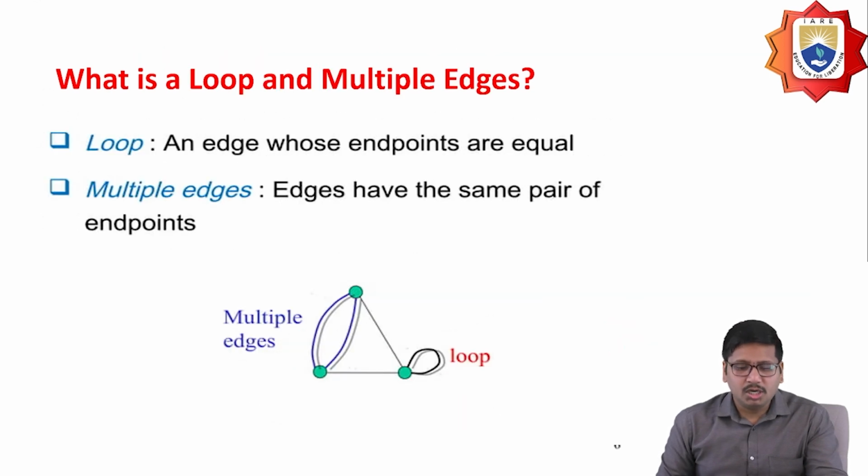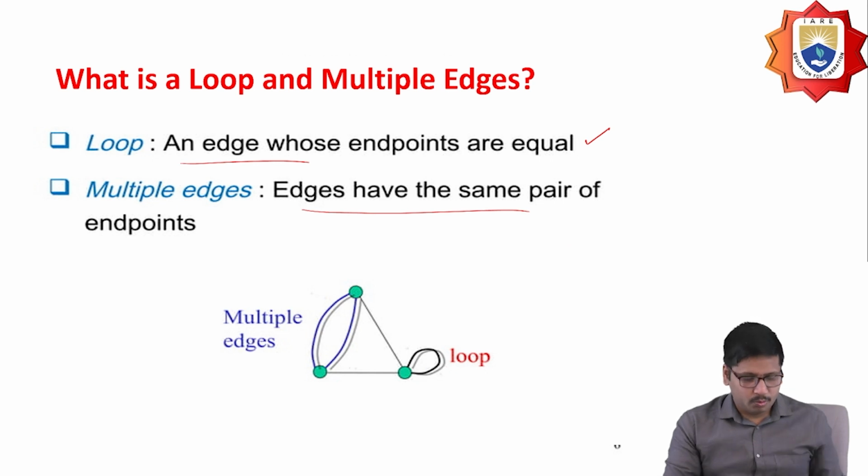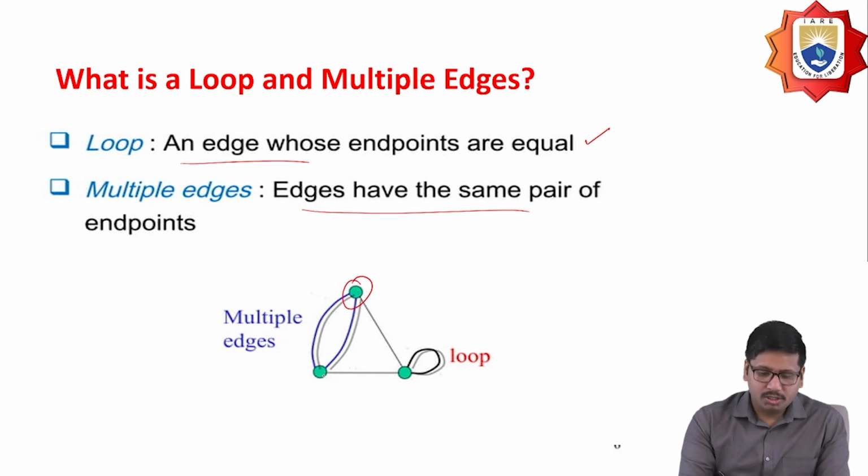And next, what are loops and multiple edges? A loop is nothing but an edge whose endpoints are equal, and multiple edges means the edges may have the same pair of endpoints. Suppose these are the vertices, and here is an edge whose endpoints are equal. It starts here and ends at the same vertex, so this is a loop.